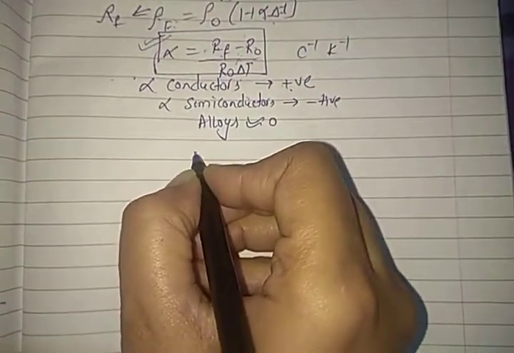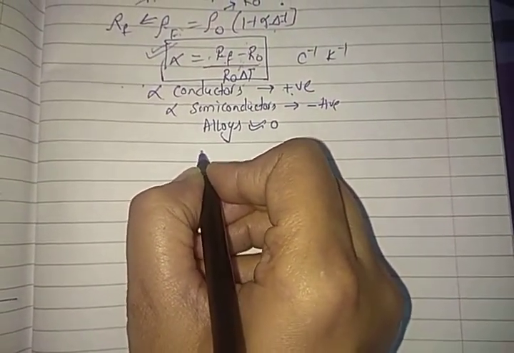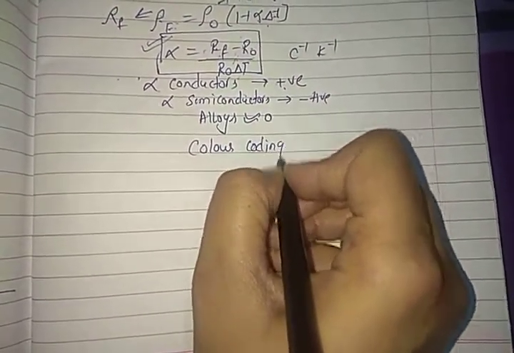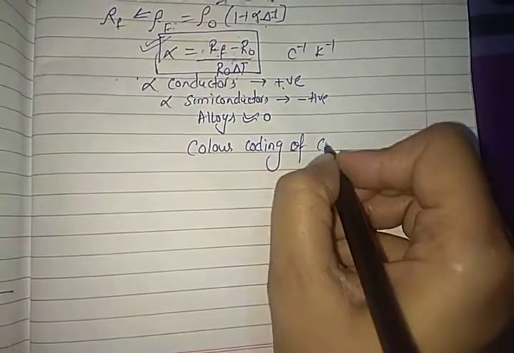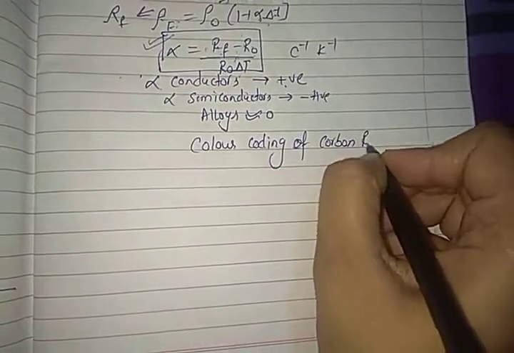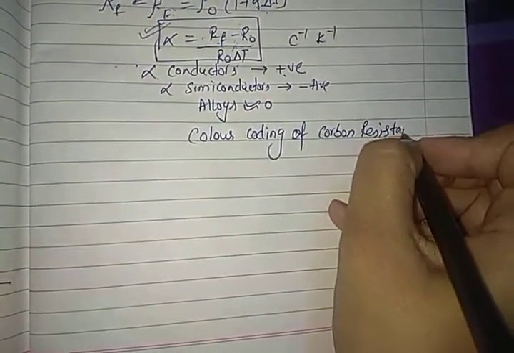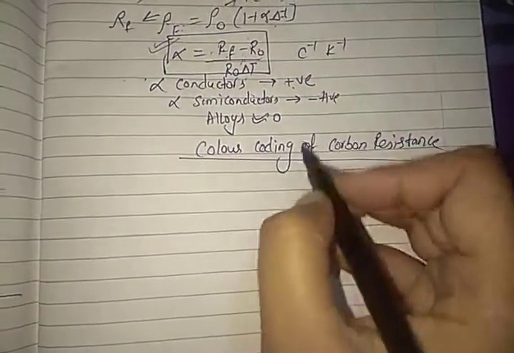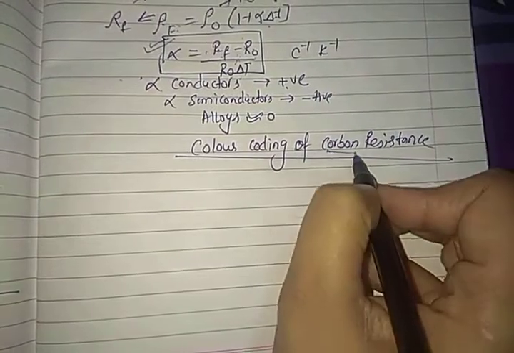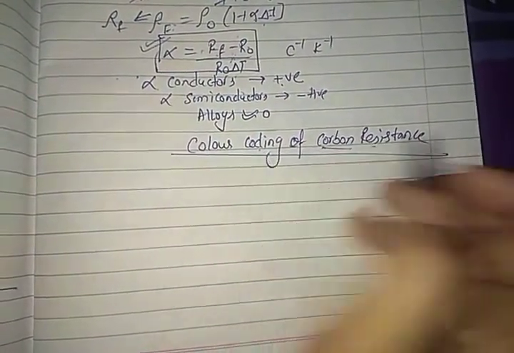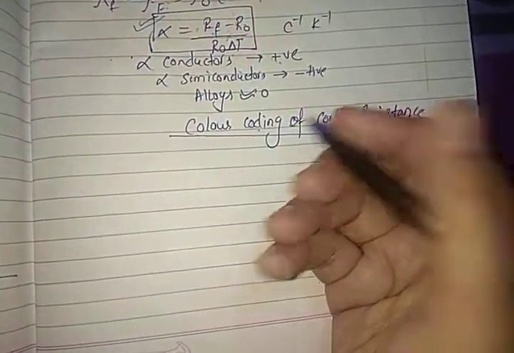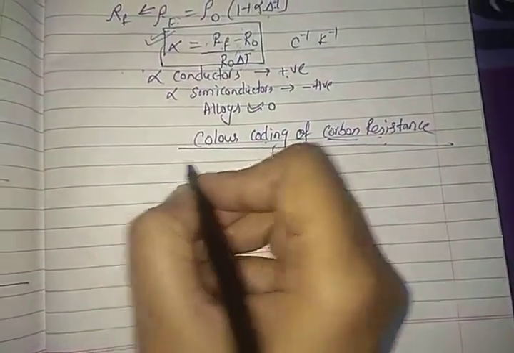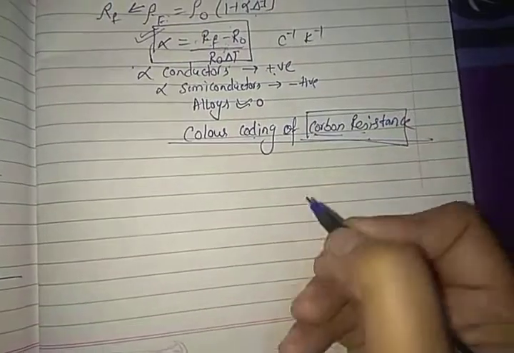Now today we will be starting the color coding of carbon resistance. Color coding of carbon resistance. So first I should know what is this carbon resistance and what is this color coding. We have seen the resistances. So what is this carbon resistance basically?